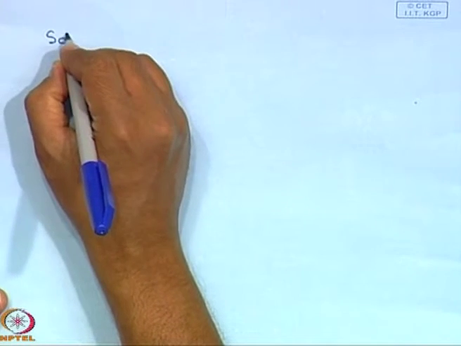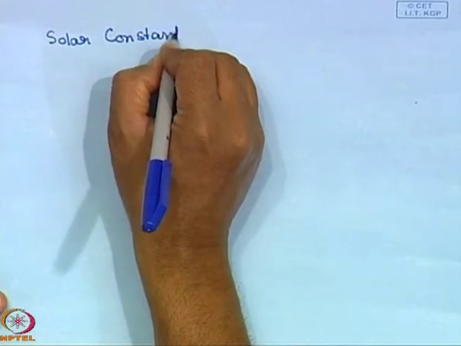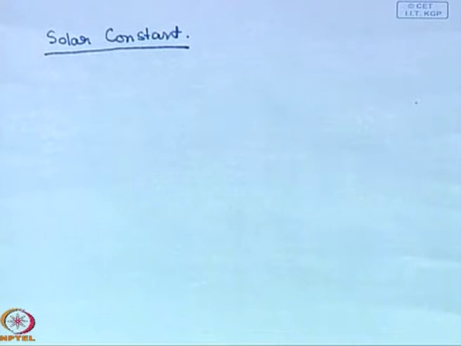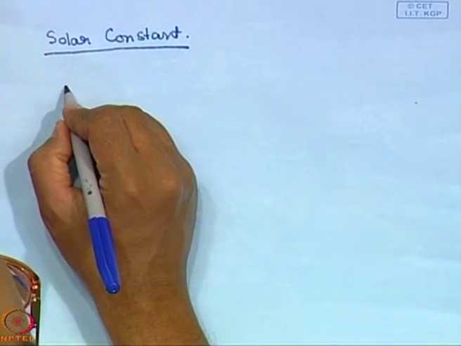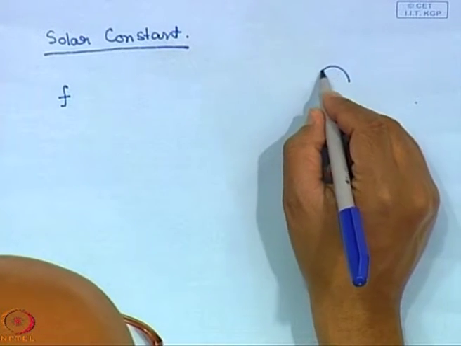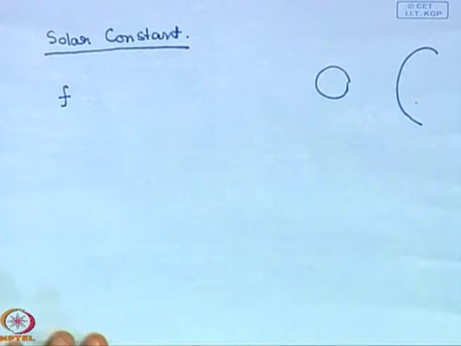So, let us start off our discussion of this radiation, which can be characterized by something called the solar constant. This is the quantity that can be directly measured. Let me just draw a cartoon picture here. This is the earth and this is the Sun. Obviously, it is not to scale, and the radiation from the Sun is incident on the earth.